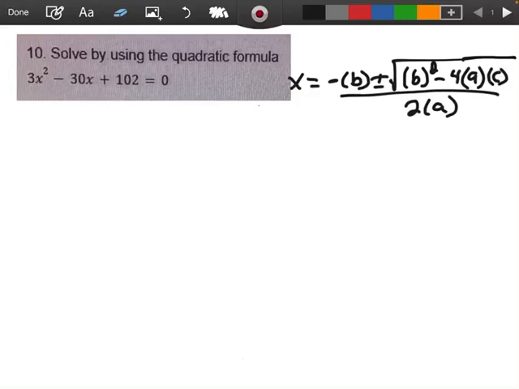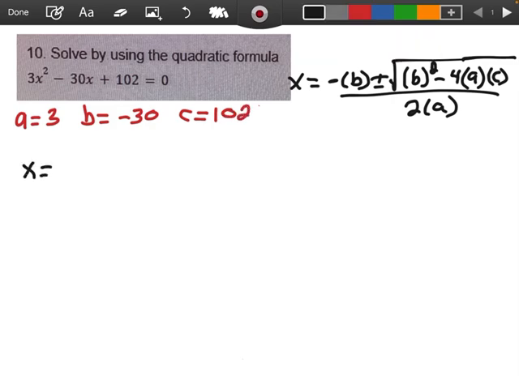All right, solve by using the quadratic formula. So I still have my quadratic formula written there. I'm going to do the same thing. I'm going to figure out what my A, B, and C is. So A is going to equal 3. B is going to equal negative 30. And C is going to equal 102. And then I'm going to plug the numbers into my equation.